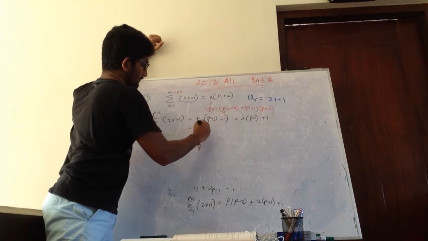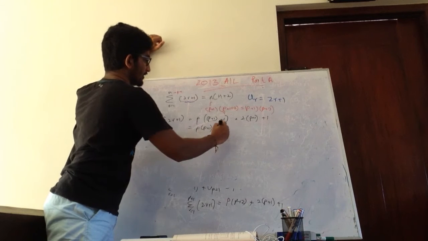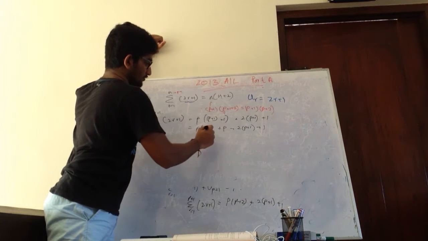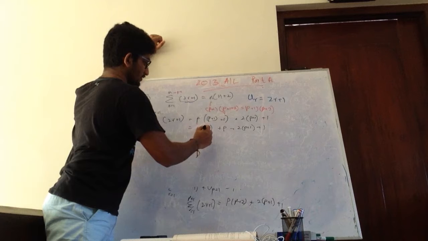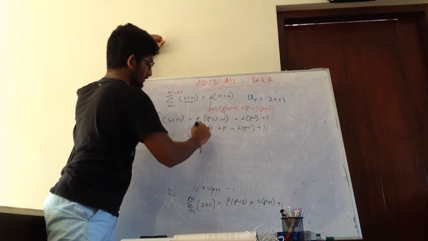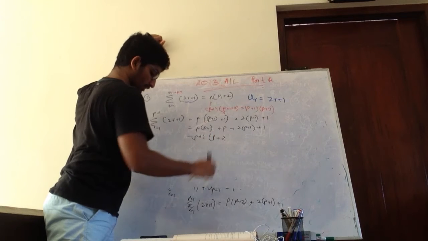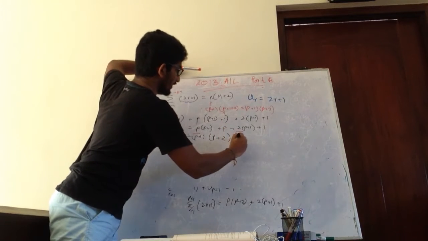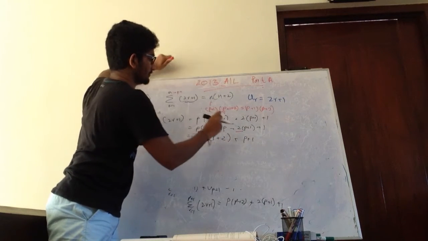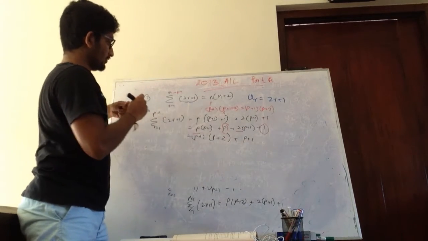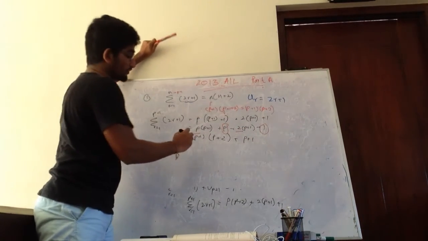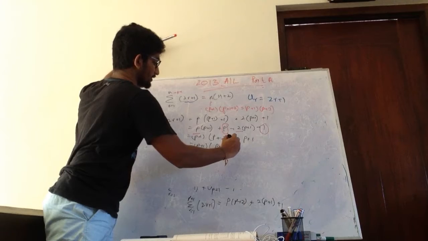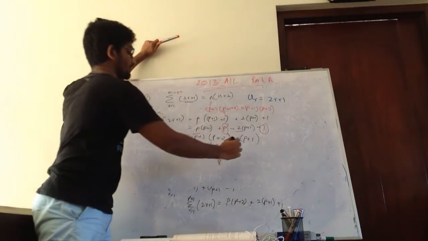Plus 2 times p plus 1, plus 1. So now I will get p plus 1 plus p, 2p plus 1 plus 1. So now there is p plus 1 here, there's p here, there's 2 here, and there's 1 p plus 1 here. Okay, so I can take that p plus 1 also inside. That means p plus 1 times 2 plus p plus 1. Right now.